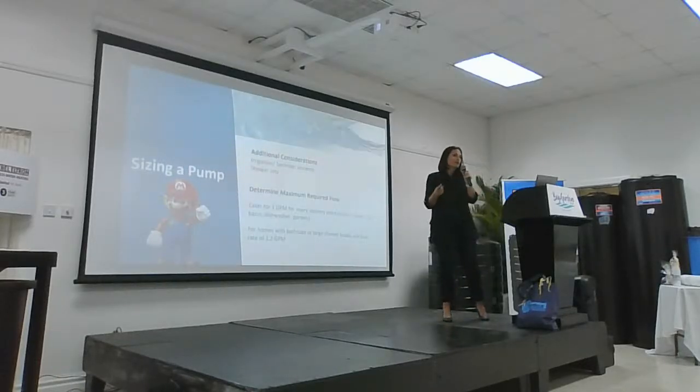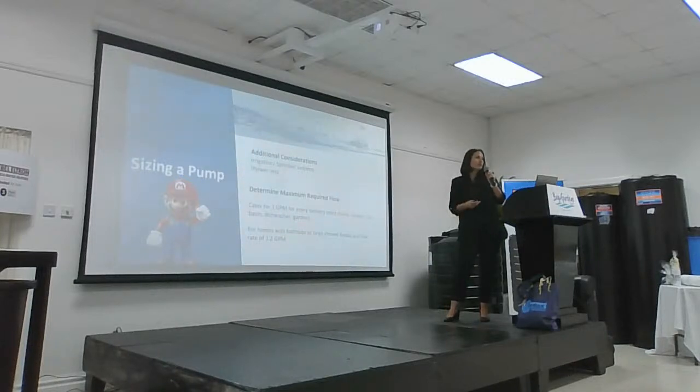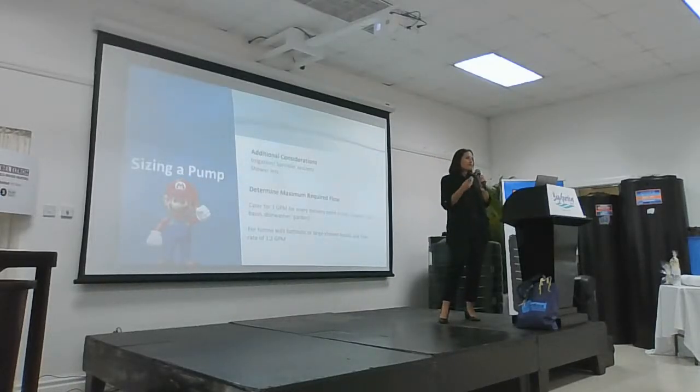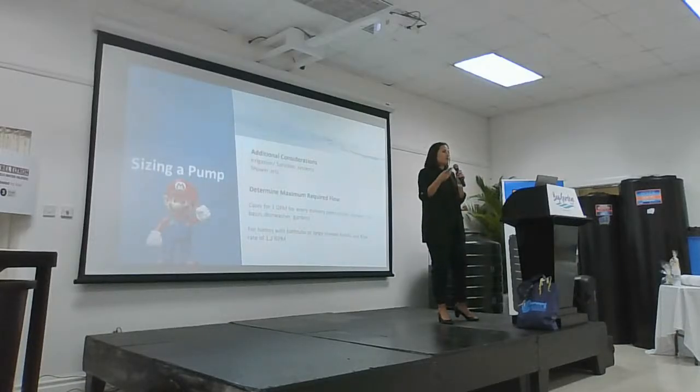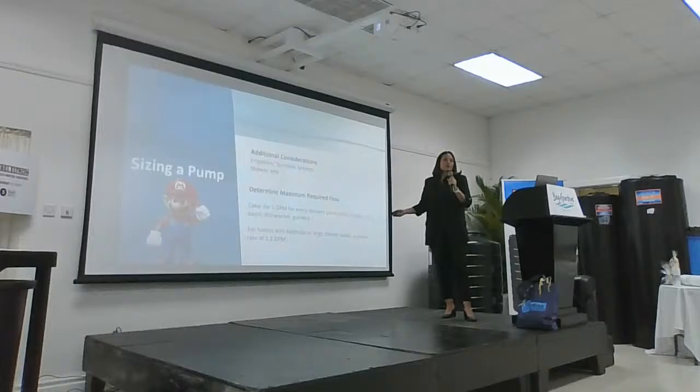Some additional considerations you have to think of: does the home have an irrigation or sprinkler system that it has to supply, or does it have shower jets? All of these things you're going to take into consideration to determine the GPM that is required for the household, gallons per minute. This is the maximum flow required.